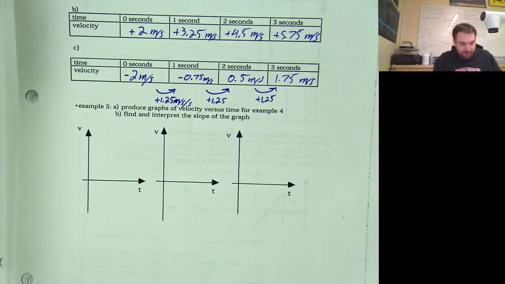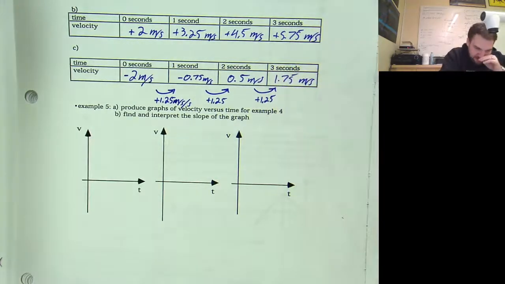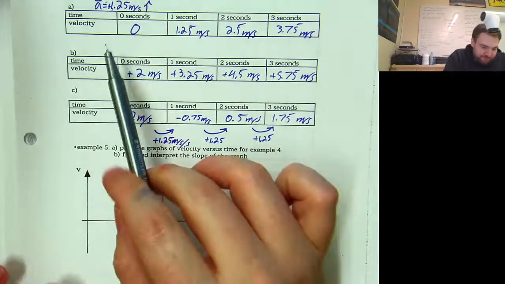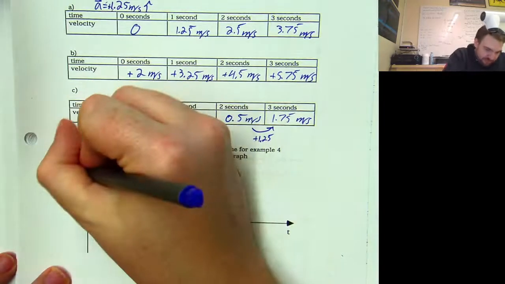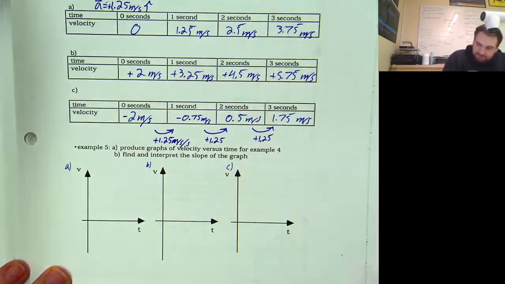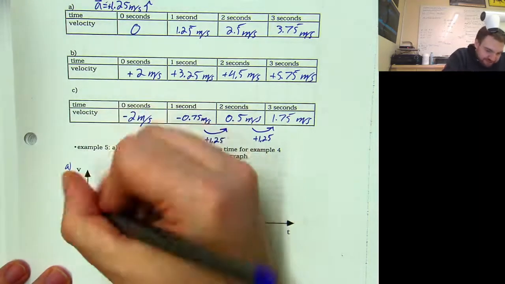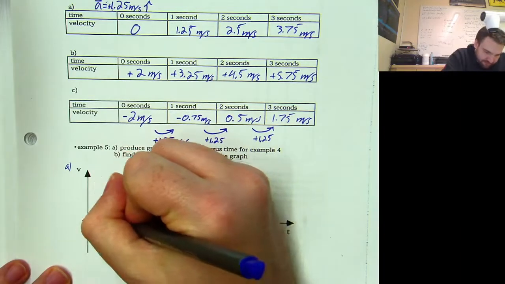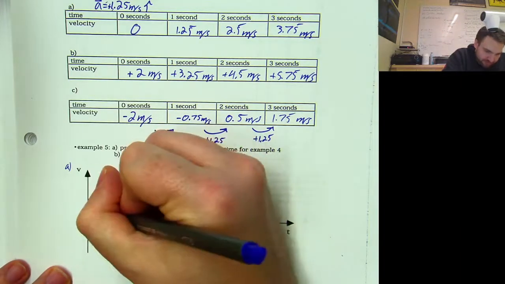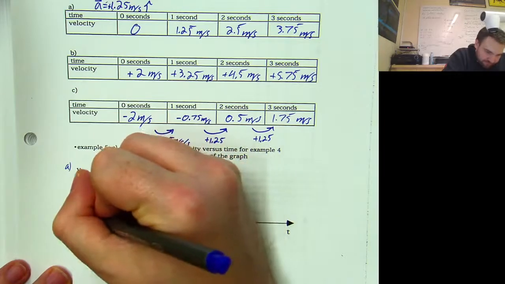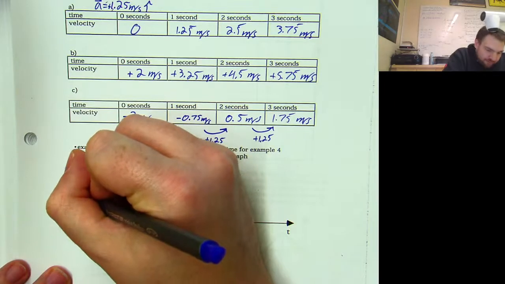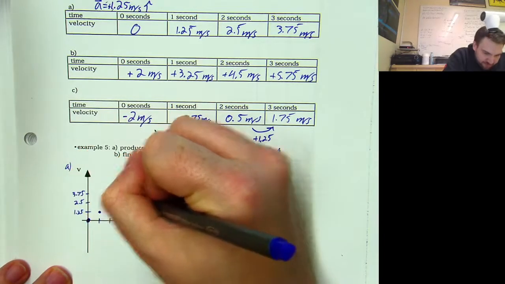Now, it's important to remember, let's make the note after. Based on the data that we've collected, we're going to make some graphs. So for graph A, here's A, here's B, and here's C. We were at 0 and 0. At 1 second, 2, 3, we were at 1.25 and 2.5, and then 3.75. So here we are there, and here we are there.